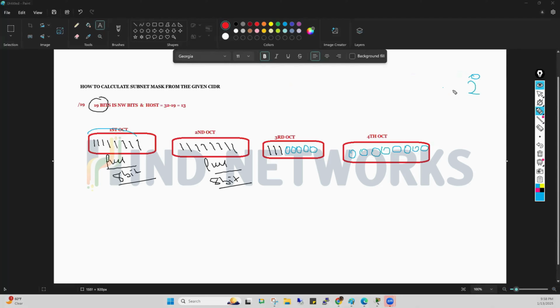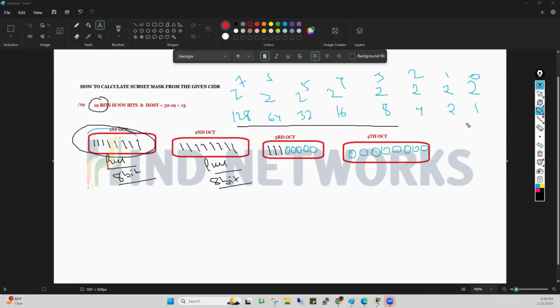To the power 0, to the power 1, to the power 2, to the power 3, to the power 4, to the power 5, to the power 6, and to the power 7. So the values are 1, 2, 4, 8, 16, 32, 64, 128. Now, where the complete octet is 1, if you add from here to here, the value will be 255.